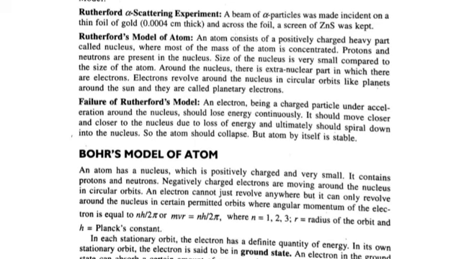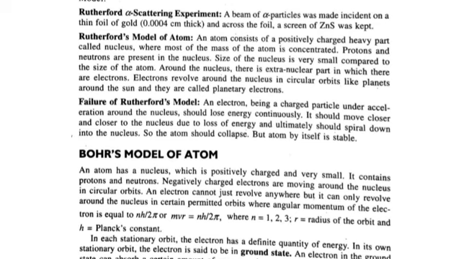Electrons revolve around the nucleus in circular orbits like planets around the sun, and they are called planetary electrons. What was the reason for which the Rutherford model failed? An electron, being a charged particle under acceleration around the nucleus, should lose energy continuously, move closer and closer to the nucleus, and ultimately spiral down into the nucleus. So the atom should collapse, but the atom by itself is stable. This doesn't actually happen. That was the failure of the Rutherford atomic model.